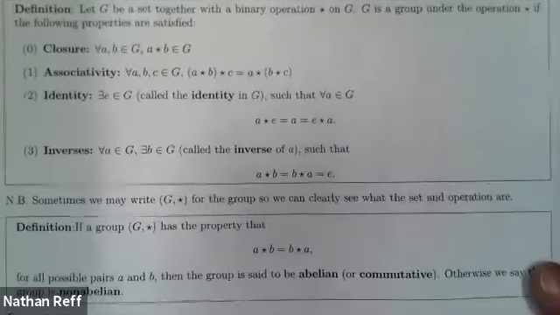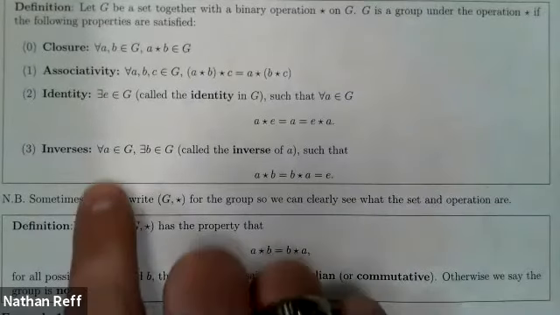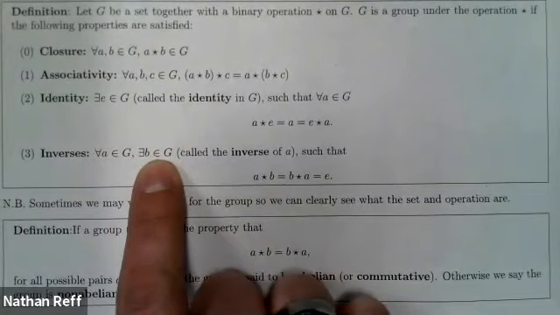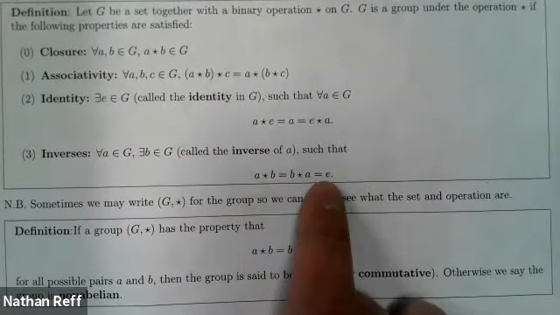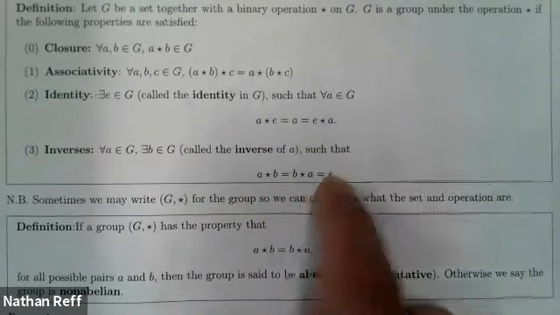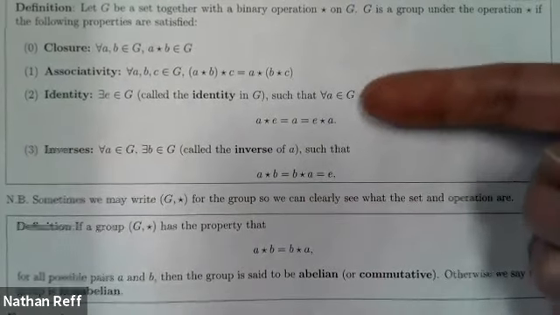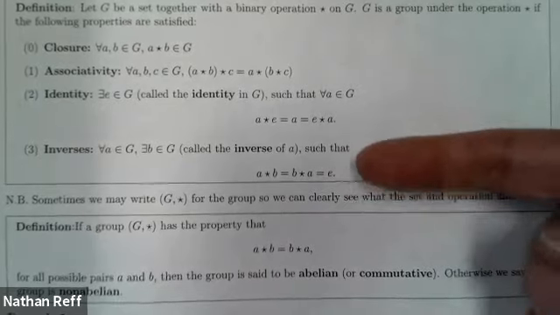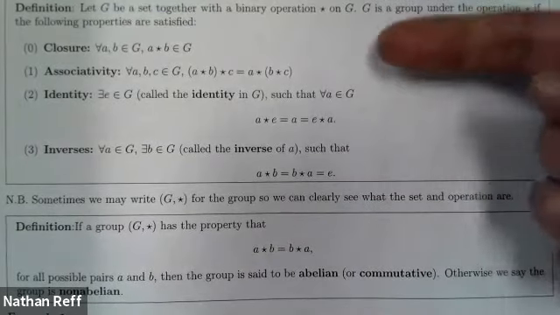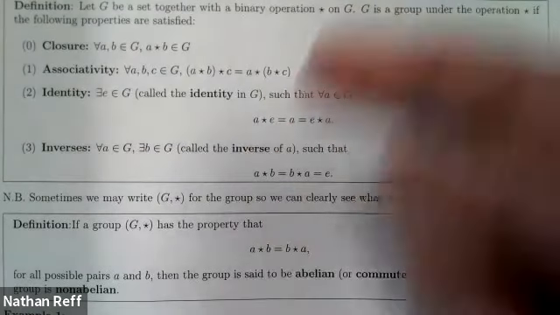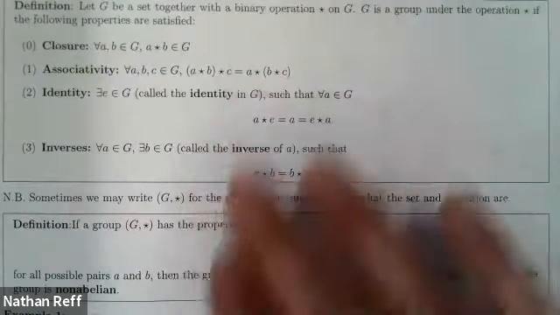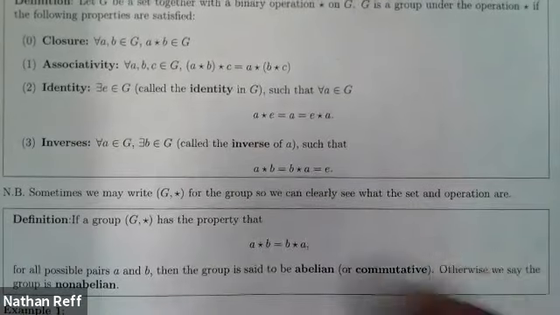The last property I have to have is inverses. For every element A of the group, there must exist an element called the inverse of A, such that when I combine it with A, I will get the group identity. Notice I have to have a definition for the identity first, because otherwise you wouldn't be able to define what an inverse even is. So they go in order of precedence, where you'll check where it'll fail. All right, and that's it.